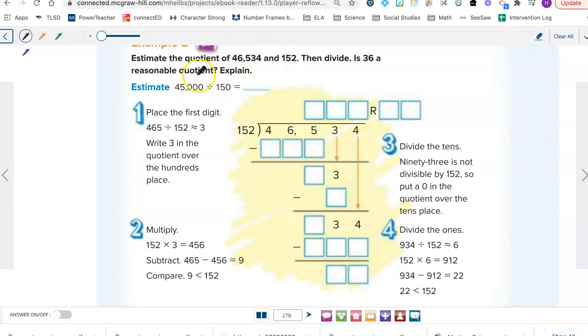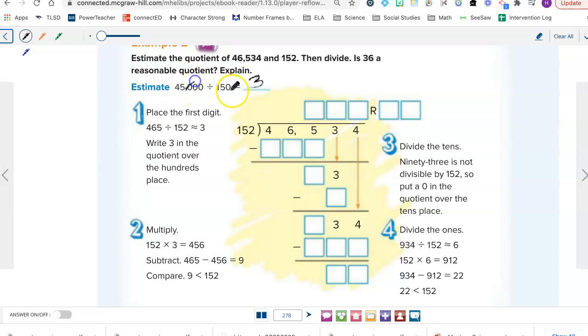We're going to change this to 45,000 and this to 150 because I know 15 can go into 45. Well, 15 plus 15 is 30. 30 plus 15 is 45. So that went in 3 times.